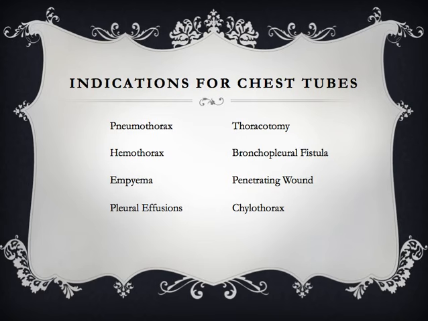Bronchopleural fistula occurs when, for example, a patient becomes a chronic aspirator and they've aspirated food into the bronchioles. The tissue becomes necrotic, and a fistula develops that communicates between the bronchiole and the pleural space. We have penetrating wounds, so this is our gunshots, stabbings, impalements, also our surgeries. And the last one is a chylothorax, which is a buildup of lymphatic fluid within the pleural space. So basically it comes down to air or fluid within the pleural space. Those are the indications for a chest tube.